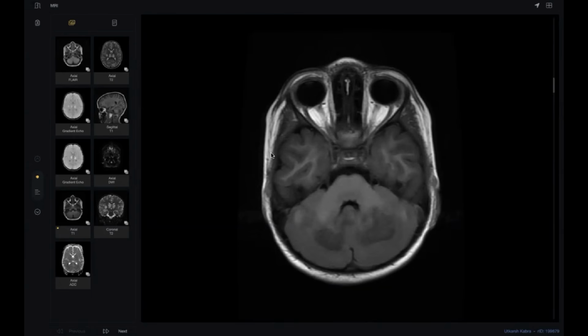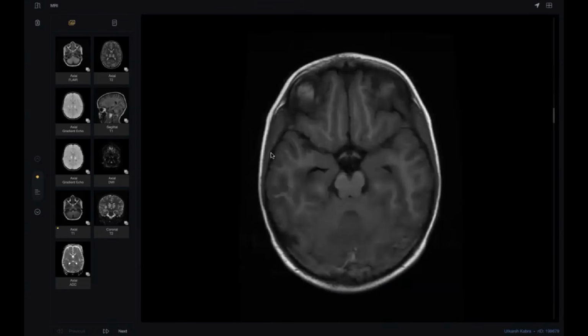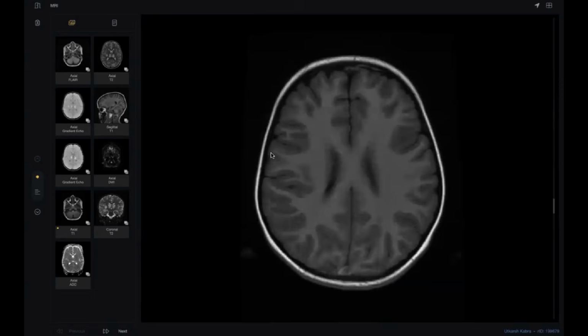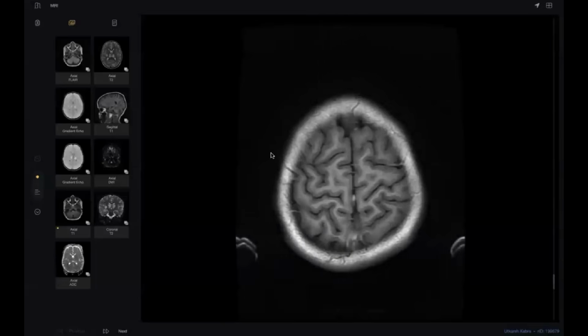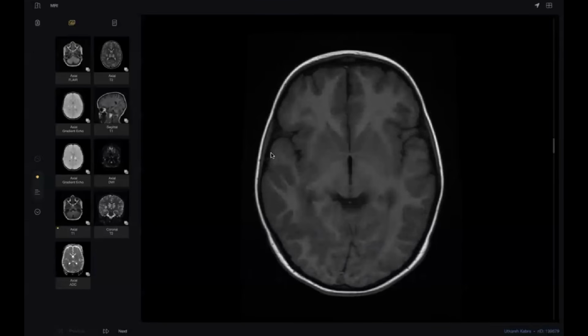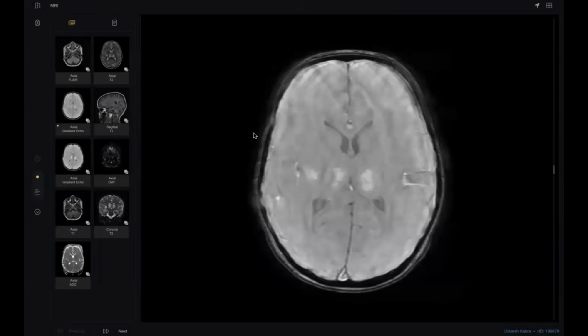Sir, I can see that there is signal abnormality also involving the bilateral cerebellum, and it is showing hyperintense signal on the periphery as well. I would like to consider the possibility of cerebritis, encephalitis, or any infection which might be involving the meninges as well as the cerebellum.